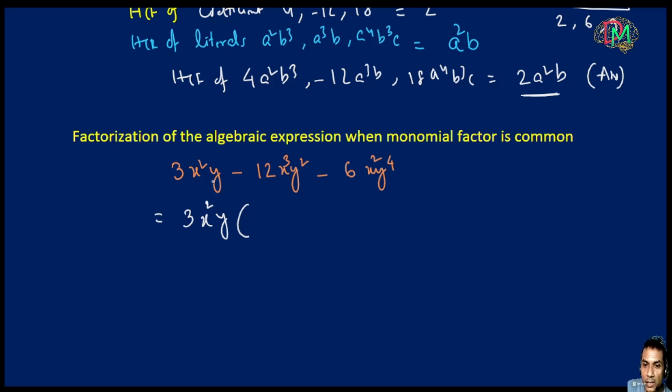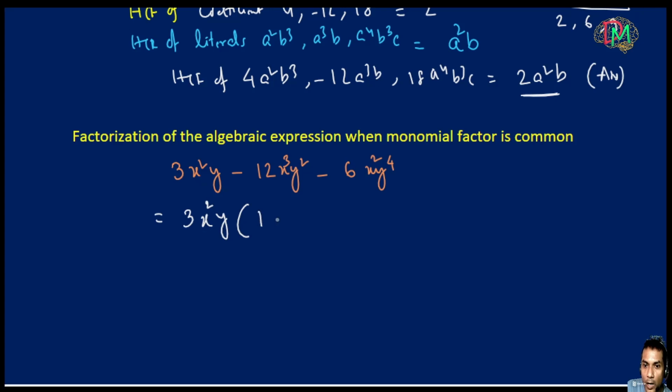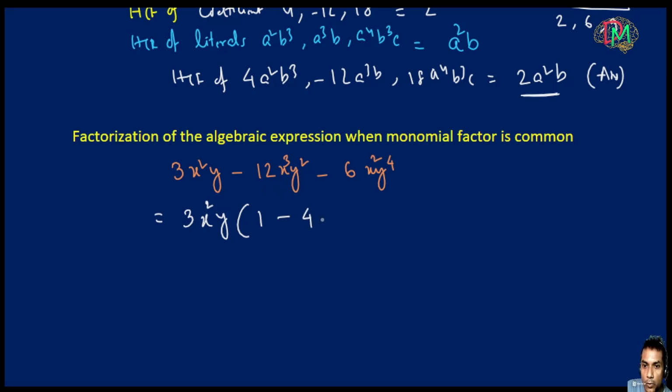So what remains here? 3x square y remains. So 1 remains here. Clear? Next, here, what remains? 4, because 3 times 4 is 12.